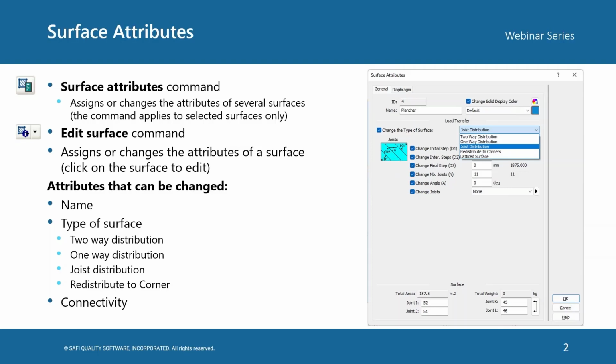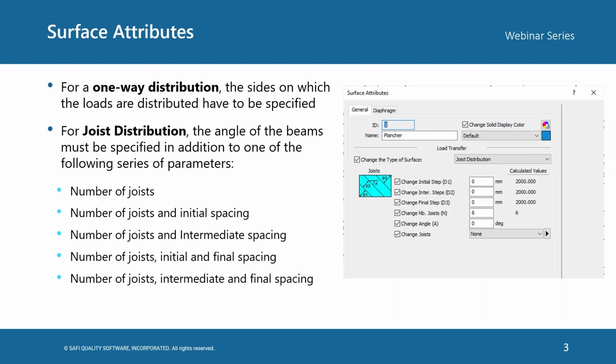The user can activate a diaphragm in the Diaphragm tab. When the user specifies a one-way distribution surface type, the sides on which the loads are distributed have to be specified. For the case of joist distribution, the angle of the beams must be specified in addition to one of the following series of parameters. 1. The number of joists. 2. The number of joists and initial spacing. 3. The number of joists and intermediate spacing. 4. The number of joists, initial and final spacing, and finally 5. The number of joists, intermediate and final spacing.